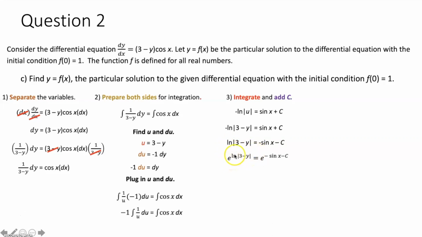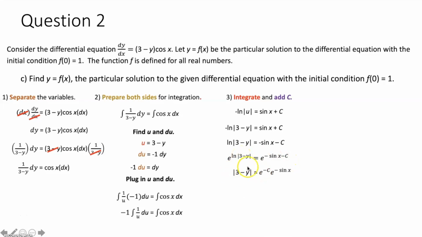On this side, e to the ln. Those two things cancel each other out. That's why we did it. On this side, we need to simplify this somehow. So we need to use one of our properties of exponents, which says when you multiply like bases, you add together the exponents. So this is technically e to the negative sine x times e to the negative c, because if you multiply like bases, you would then add together those exponents. So we're going to rewrite it as e to the negative sine x times e to the negative c, but we're going to take that e to the negative c and move it in front.